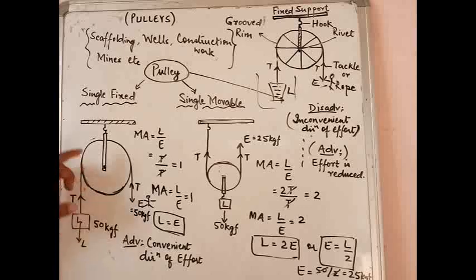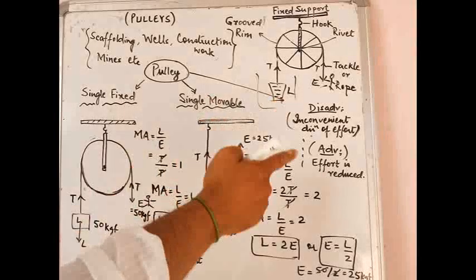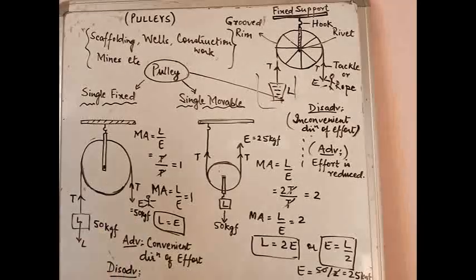Similarly, now coming back to the single fixed pulley, the advantage was convenient direction of effort. What was the disadvantage? Can you think of the disadvantage also over here? Yes, the disadvantage was, what was an advantage over here? Effort was reduced over here. Here, did the effort reduce? No, the effort and the load had to be same.